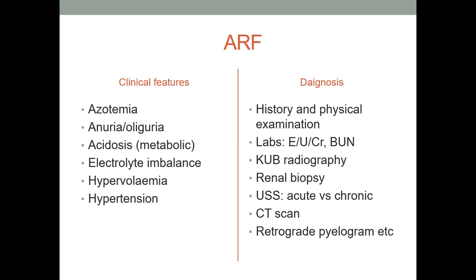And one of the very important components in the ICU is your bedside ultrasound, which will actually help you differentiate between acute and chronic renal disease. Like I mentioned before, in a chronic state, you will see lack of corticomedullary differentiation. The whole kidney looks like one, and they are small in size.